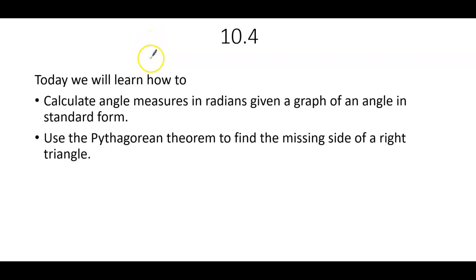Alright guys, welcome to lesson 10.4. We have two objectives today. We are going to continue our work with radians. Today I'm going to give you the graph of an angle, and our job is going to be to calculate it. We've done it before with angles, last time with degrees, but now we're going to do it with radians.